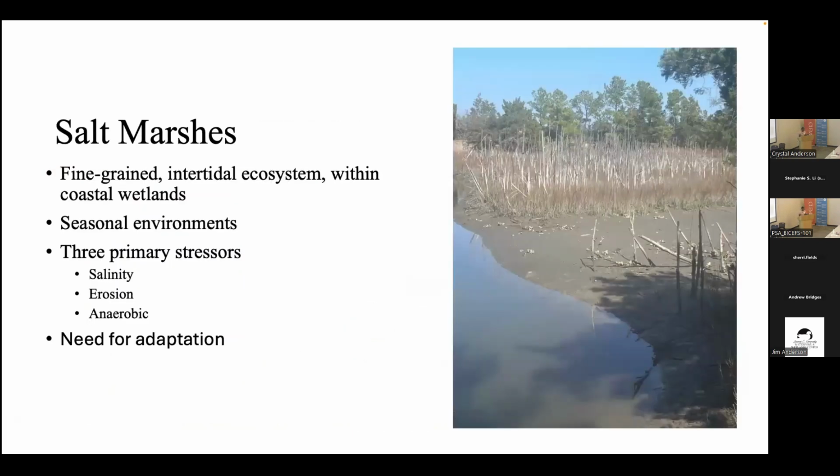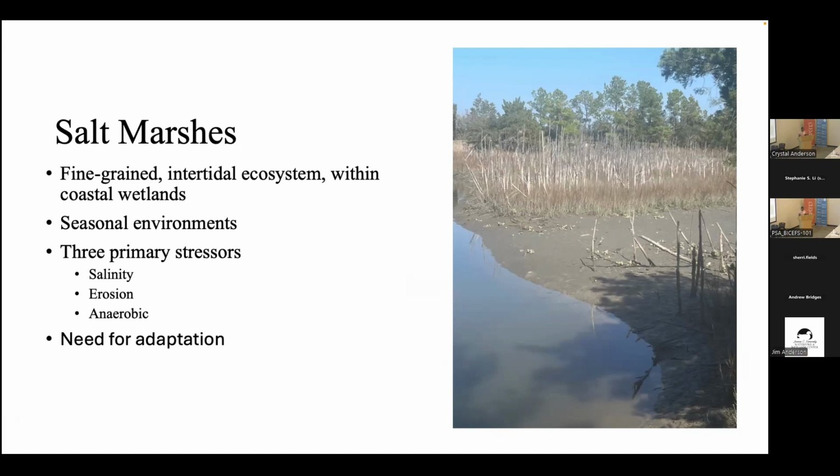Just to give a little background of what salt marsh is: these are ecosystems typically characterized by low permeable surfaces, rich in organic peat, mud, and clay, which sit on top of sandy tidal sediments. These areas also experience seasonal changes, which create a dynamic environment for resident plant and animal communities. There are three main stressors that shape these ecosystems.